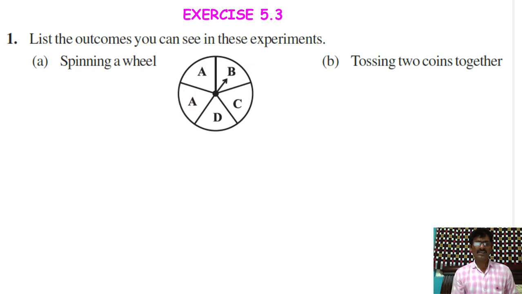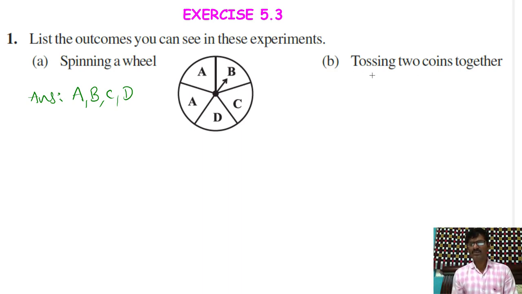So in the same way here, what are the outcomes? Outcomes means on what portions can this pointer be stopped? On A, on B, on C, on D, or on again A. So the outcomes are A, B, C, D, and again A. We already wrote A, so need not write again. So A, B, C, D. These are the outcomes. Outcomes means nothing but results occurred in an experiment.